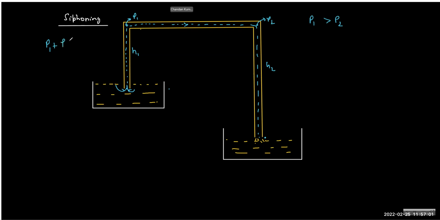So that's why, when the pipes are of smaller radius, the water moves faster.